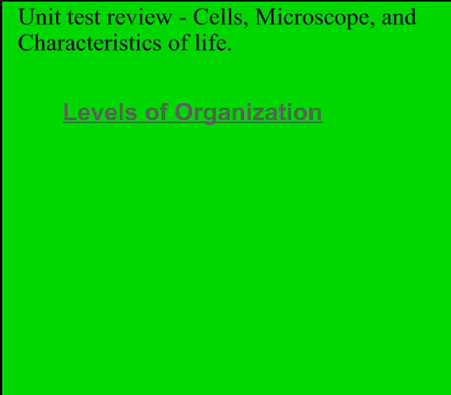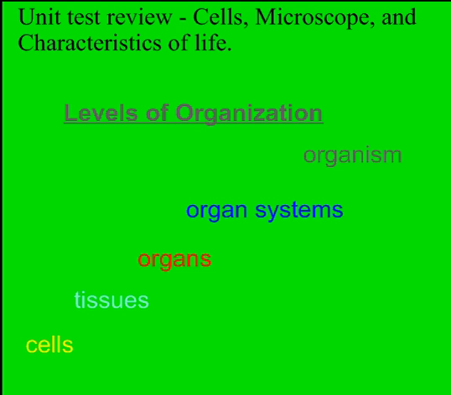We next learned about levels of organization. These are the levels of organization from smallest to biggest. Cells are grouped into tissues, and several different kinds of tissues working together makes an organ. A bunch of organs make up an organ system, and if you put all the organ systems together, you have a complete organism.